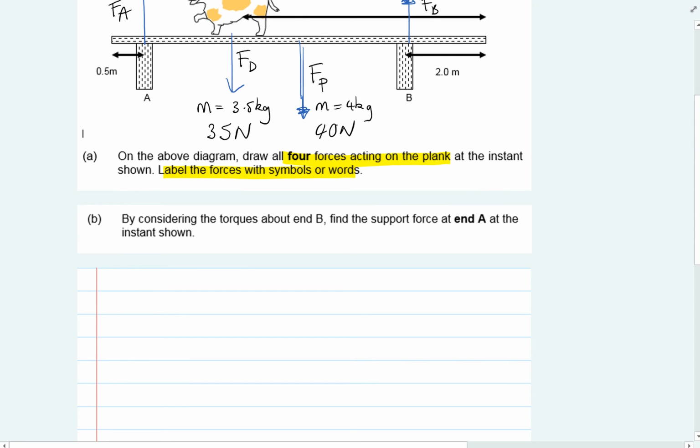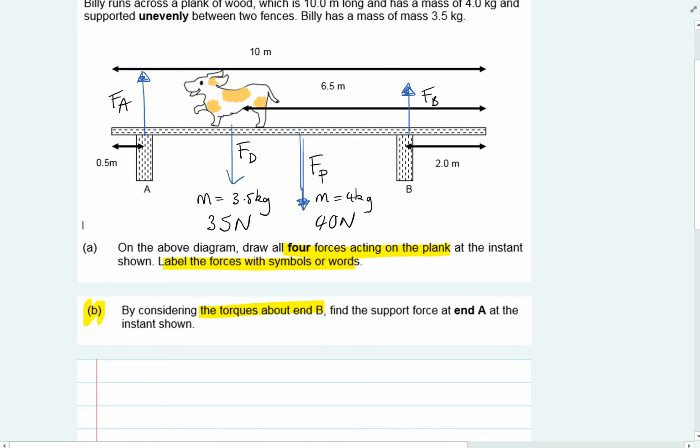So part B, by considering forces acting, talks about the end A, find support A, or end A, at the ends as shown. So it's asking us to consider torques about point B. Now typically the way this goes is that you've got to choose a pivot point, and if you want to find FA, you make FB the pivot point. If you want to work out what FB is, you make FA the pivot point. So because we're going to work out what the end A force is, we're going to make FB the pivot point, which you can see here by the red X. That means that all the torques are going to act around that point there, and all of our distances have to be measured back to that point as well, which is very, very important.